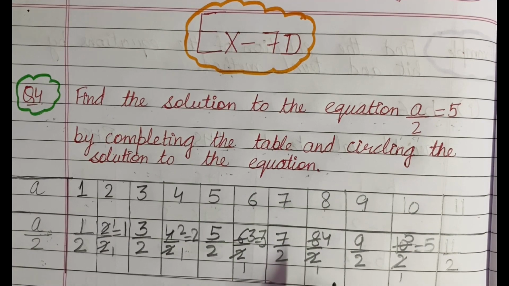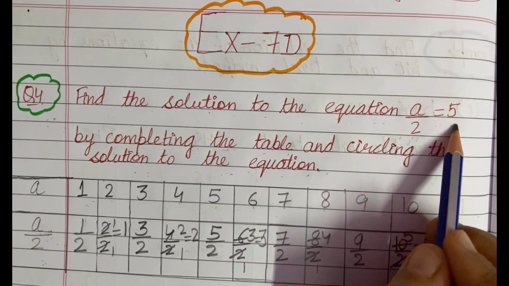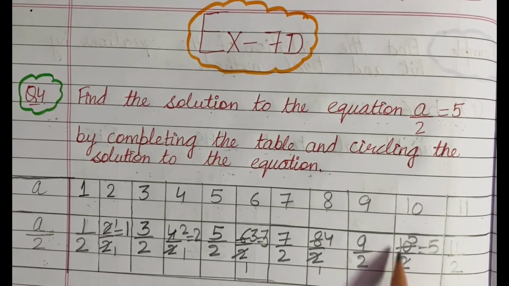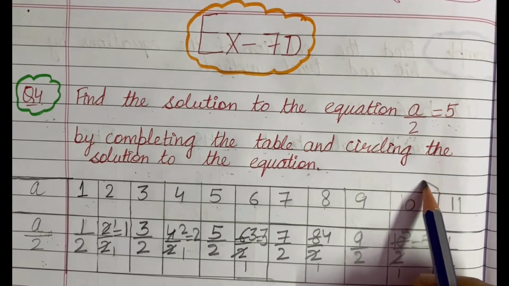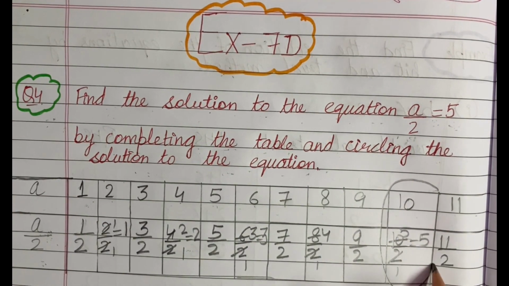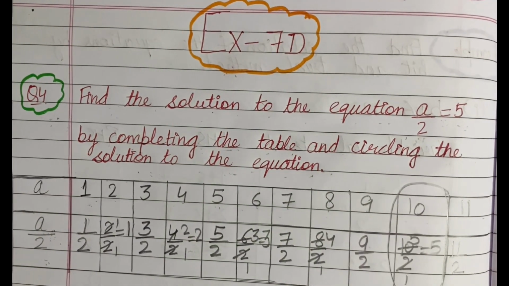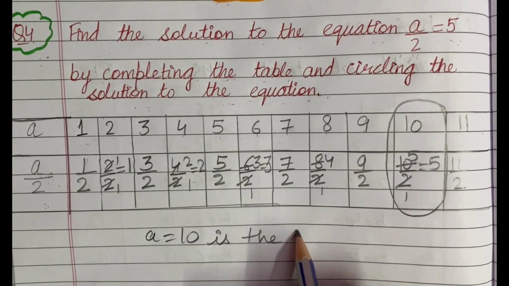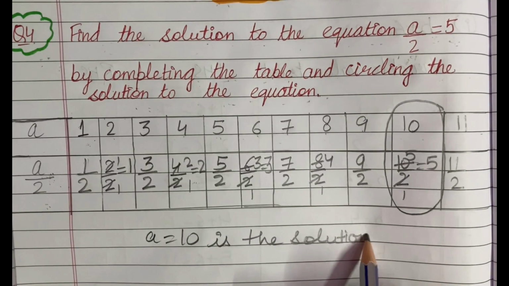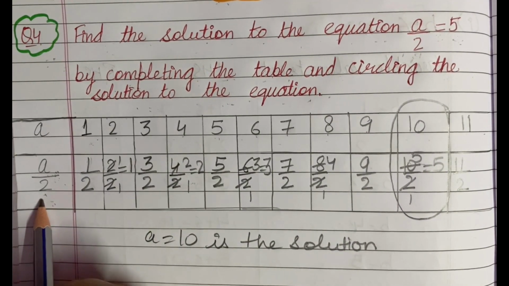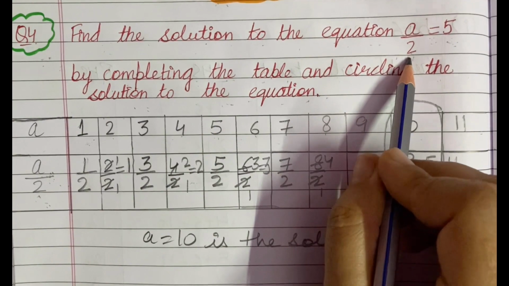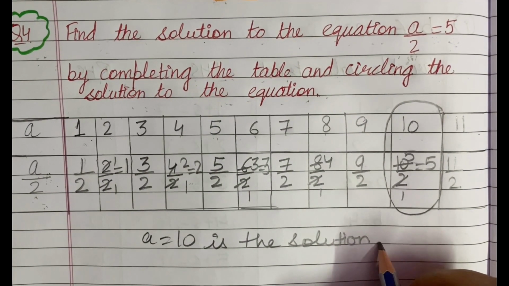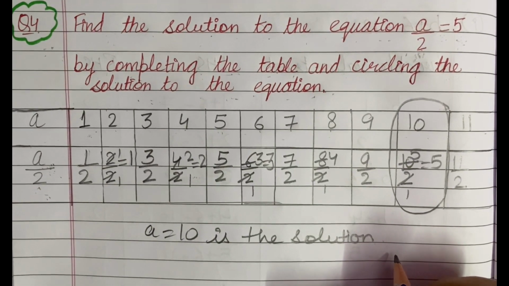Now students, the equation is a by 2 is equals to 5. And check here, when you get your a by 2 as 5, you get this at a is equals to 10. So circle this. So this means a is equals to 10 is the solution of the equation, because this a by 2, which is the LHS of the equation, is the same as the RHS of the equation. Hopefully it is clear to you.